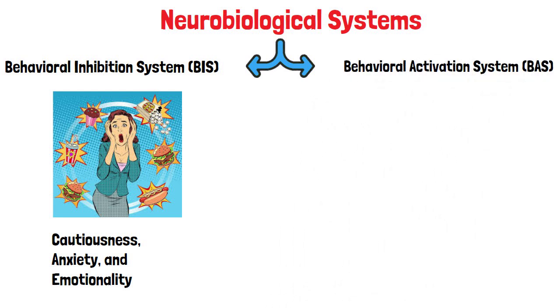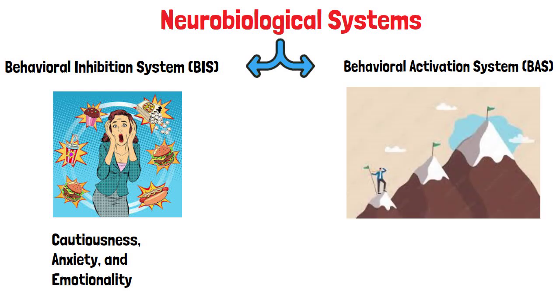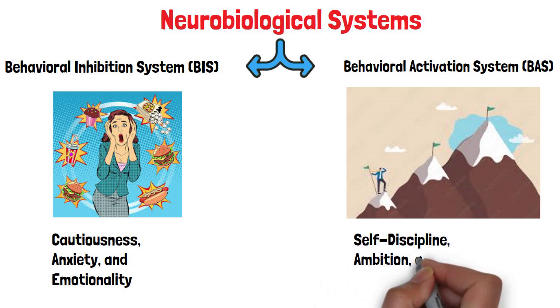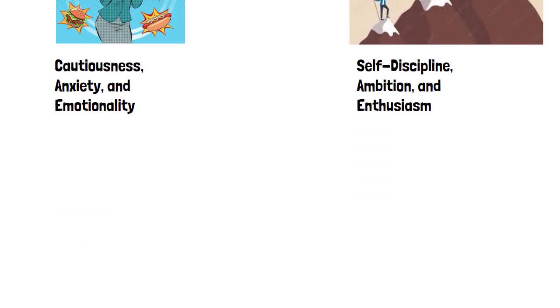Behavioral activation system. The BAS is tied to motivation and goal-seeking behavior, driven by positive reinforcement. For instance, completing goals consistently might make someone more motivated to set and achieve new ones. Traits linked to BAS include self-discipline, ambition, and enthusiasm.